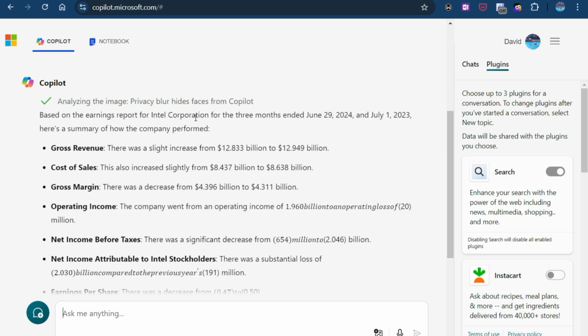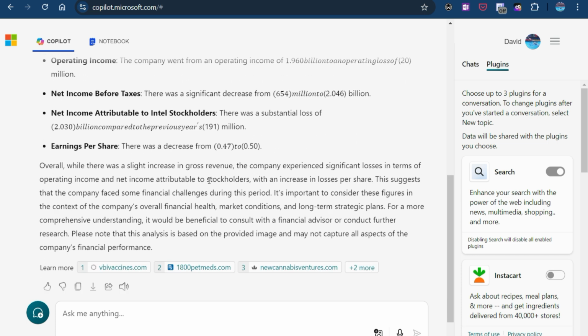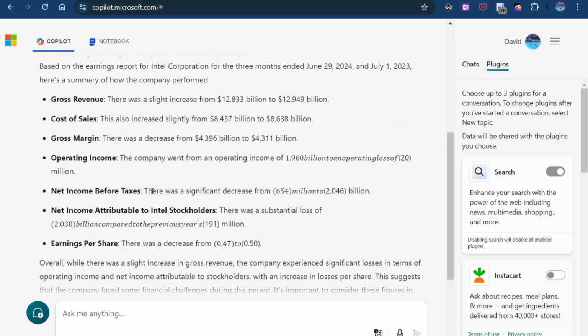So this is copilot.microsoft.com. What it's telling me is basically a bare analysis. It tells me that revenue increased, cost of sales increased, gross margin decreased. Operating income went from, now this is a bit hard to read, 1.96 billion to an operating loss of 20 million. So really rudimentary analysis. It tells me there's a slight increase in gross revenue, that the company faced some financial challenges during this period, and that it's important to consider these figures in the context of overall health. Please consult with financial advisors. So not really a whole lot of analysis in Microsoft's Copilot right now, just really basic analysis.